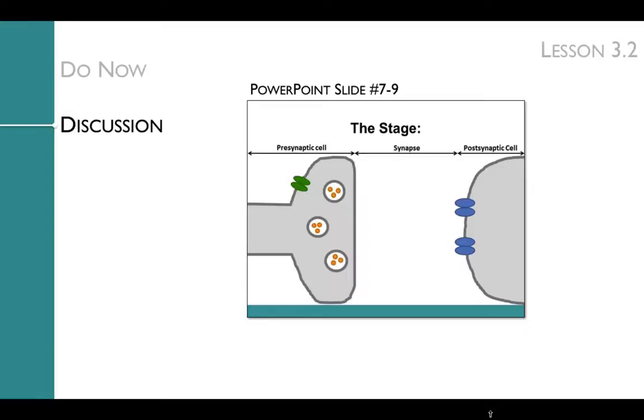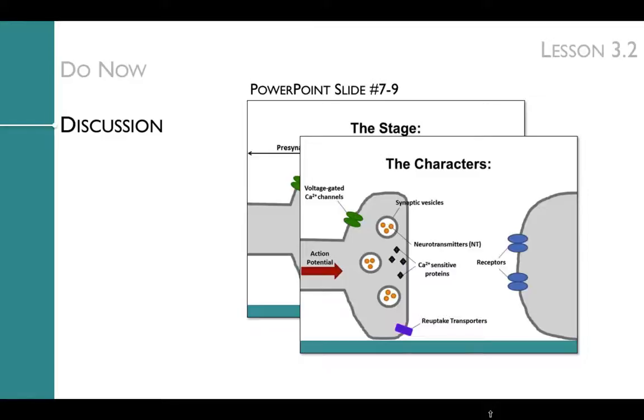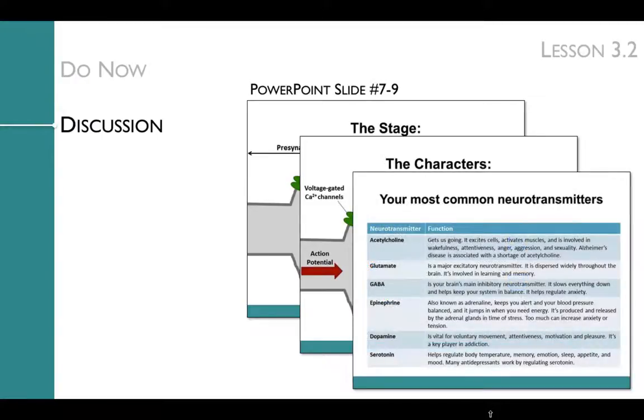You'll then introduce all the characters involved in our play of synaptic transmission using slide number 8. This slide is animated so you can introduce one at a time. Slide number 9 allows you to expand on our most common neurotransmitters and their functions.